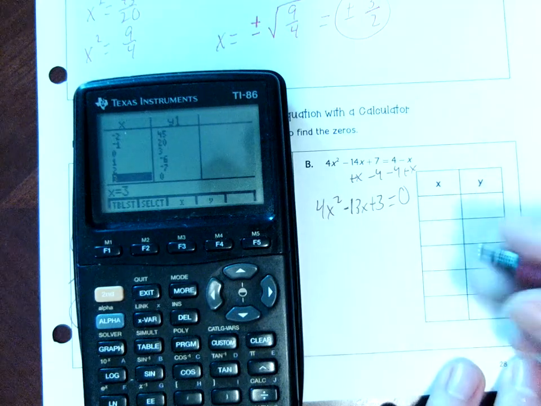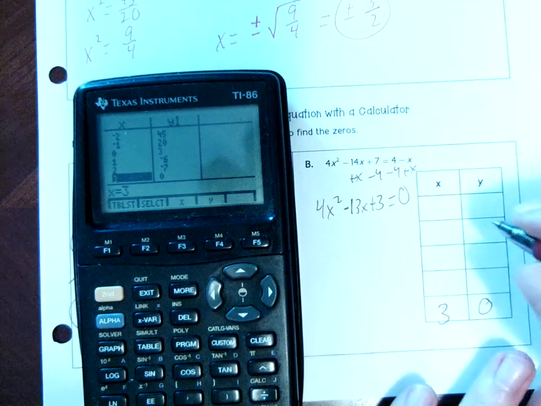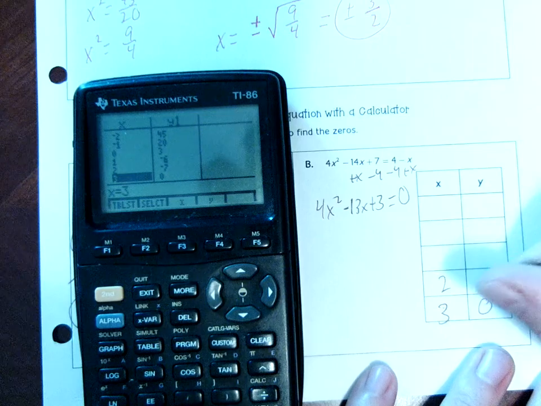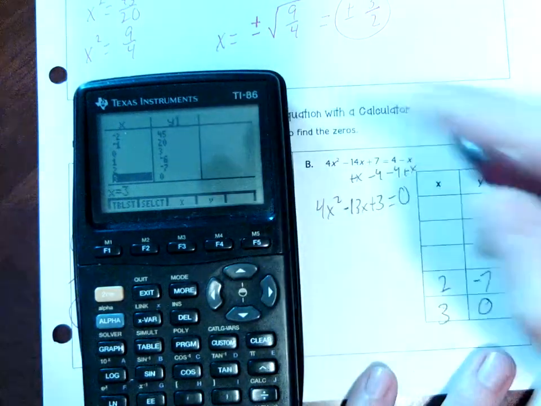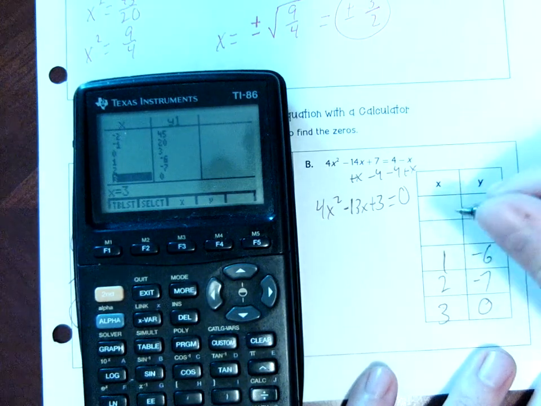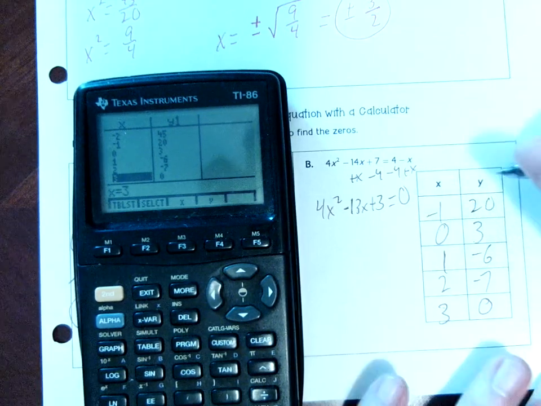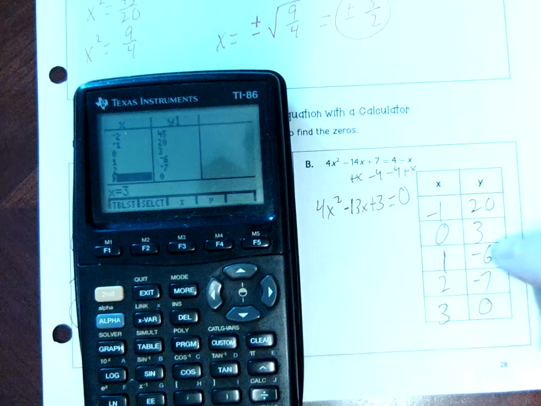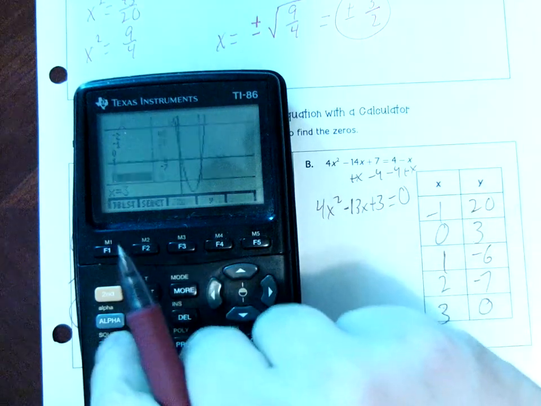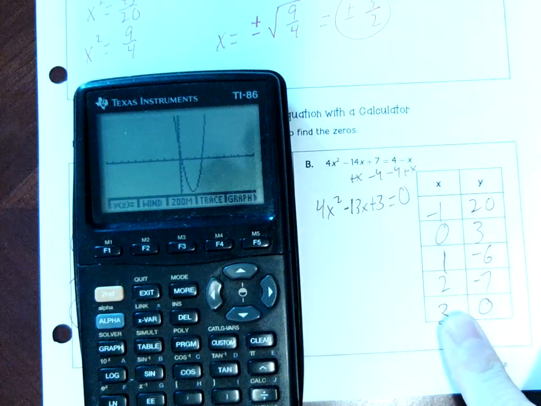So I can start this table off at 3, 0. Then the next one says 2, -7. Then there's a 1 and a -6. And then there's a 0 and a 3. And then there's a -1 and a 20. So right between these two values, it crosses the x-axis. How do I know that? Well, one thing I know, I saw it on the graph, between 0 and 1 across the x-axis. Another thing here is it goes from negative to positive. So again, this 3, 0 tells me one of the solutions is at x equals 3.